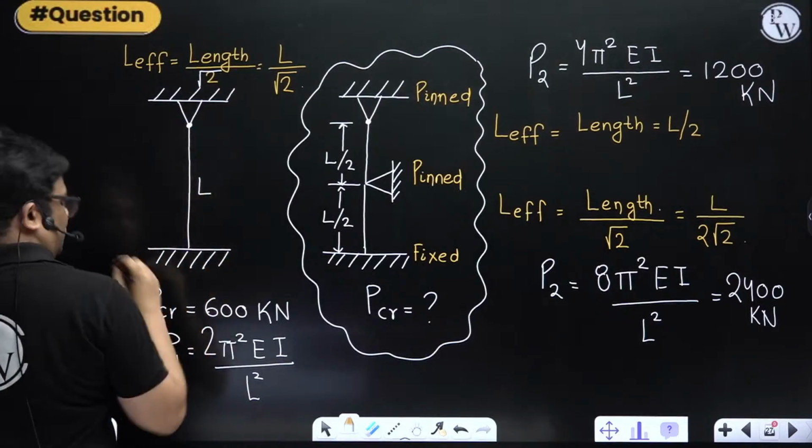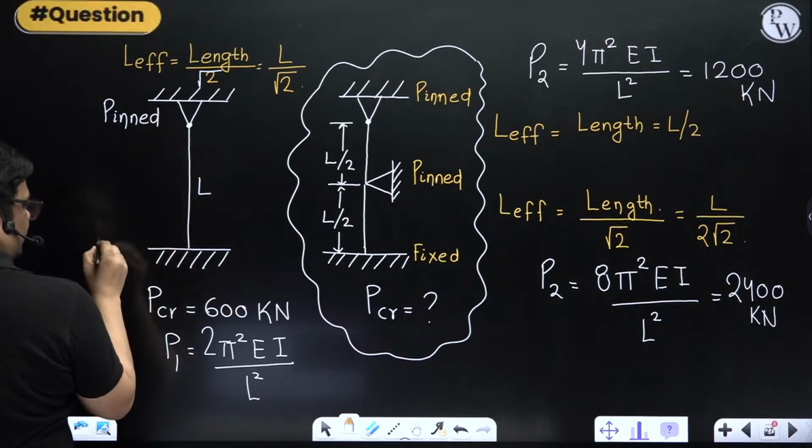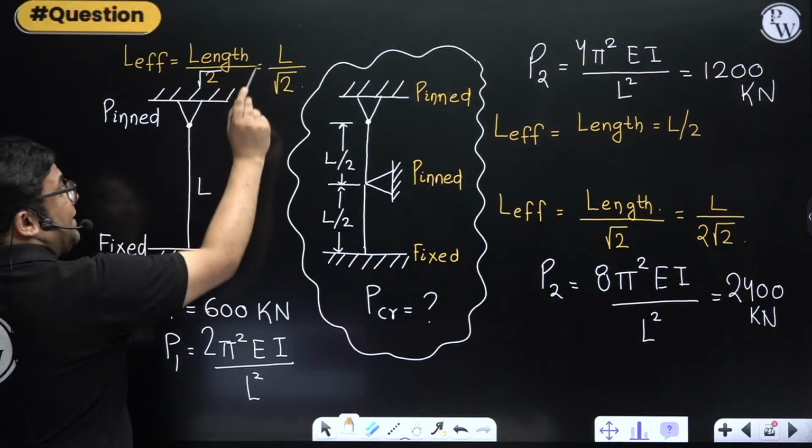L by root 2. Why? Because one end is pinned and the other was fixed. I missed it. So therefore it is length by root 2. So L by root 2.